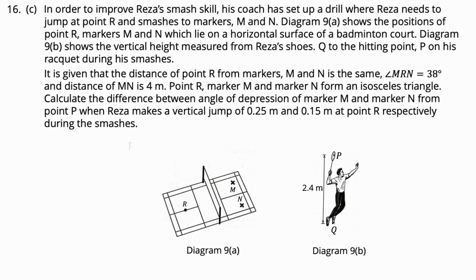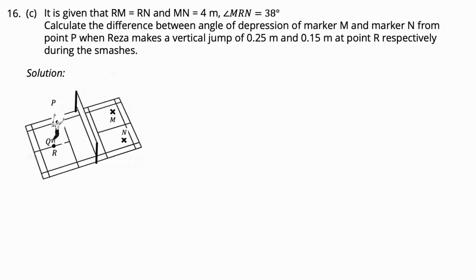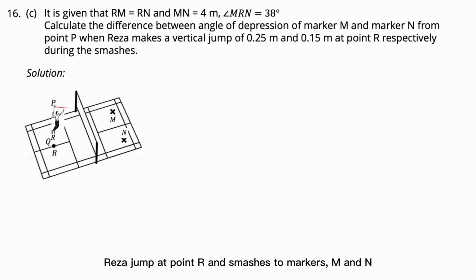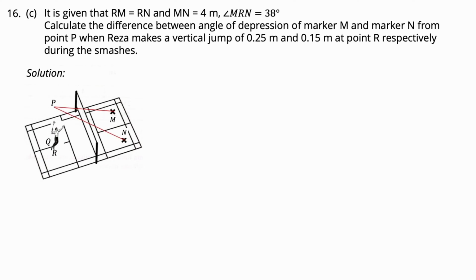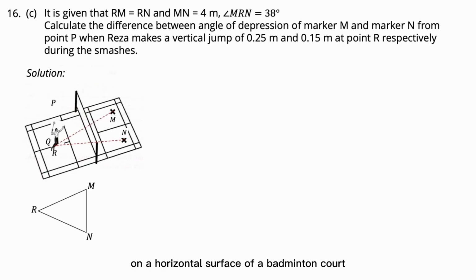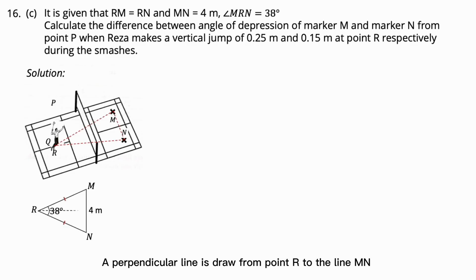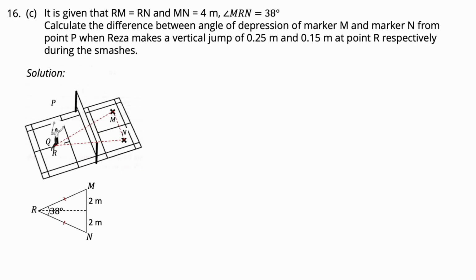Question 16C. Please pause and read the question. Reza jumps at point R and smashes two markers M and N. The point R and markers M and N are lying on a horizontal surface of a badminton court. It is given that RM equals RN and MN equals 4 meters. Angle MRN equals 38 degrees. A perpendicular line is drawn from point R to the line MN and bisects the line MN. Form two right-angle triangles and bisect the angle MRN to 19 degrees.